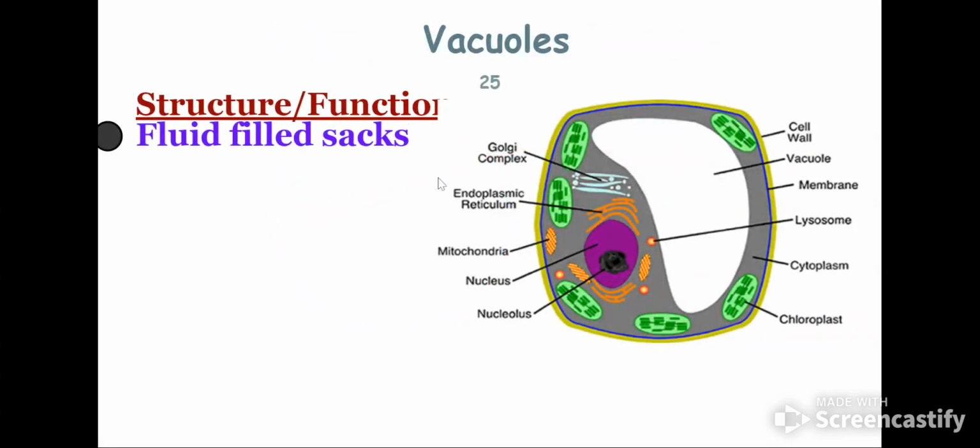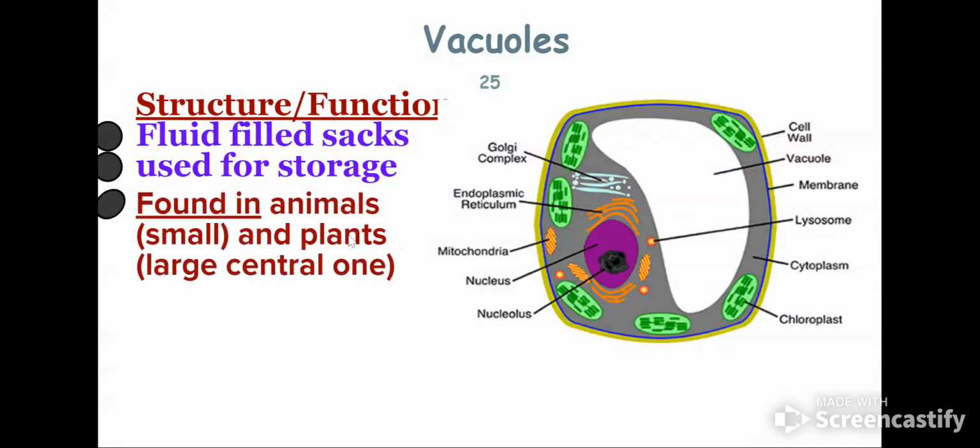Vacuoles, they are fluid-filled sacs. There's a picture of one right here. They're used for storage, so think of them like lockers or your backpacks. They're found in animals, but in animals they're very small. And plants have a large central one because they need to store that water for photosynthesis and to keep the plant healthy.